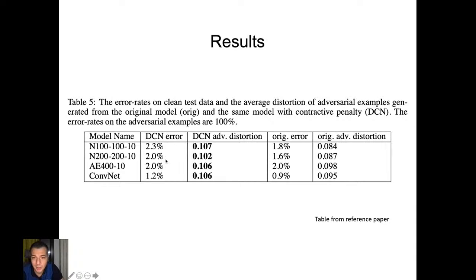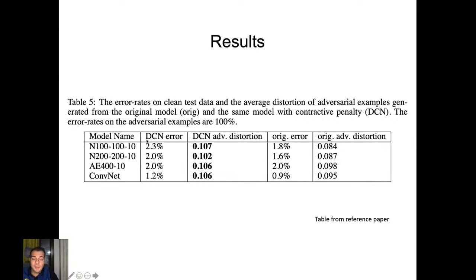No, I think this is the error on adversarial examples. Yeah, this is the original error. This is the distortion of the examples, and this is the distortion of the original model. Actually, no, I think this table contains... yeah, now I recall.